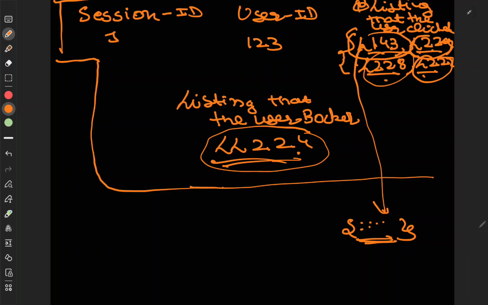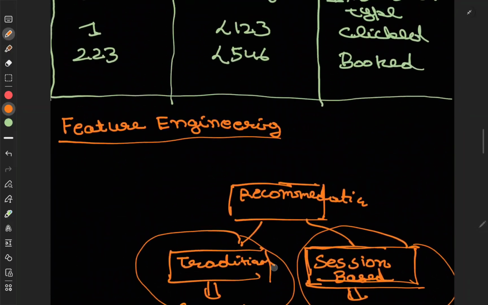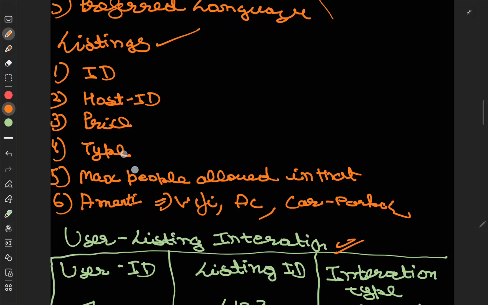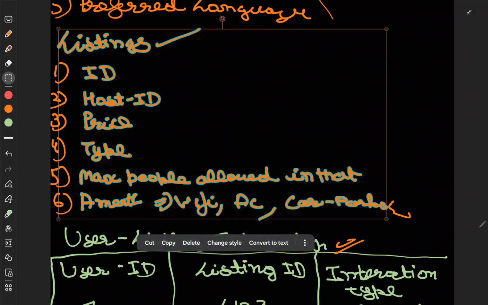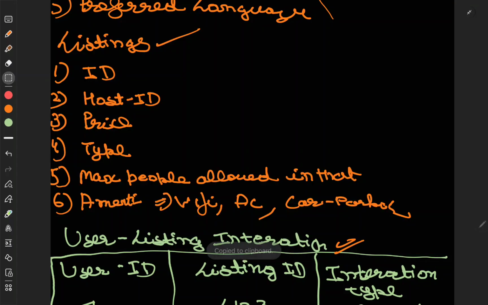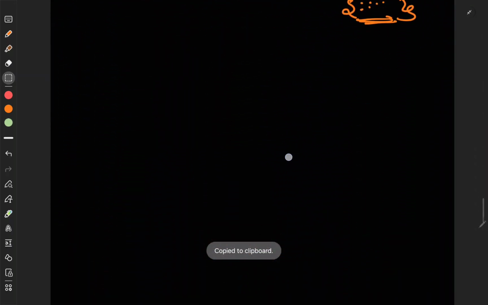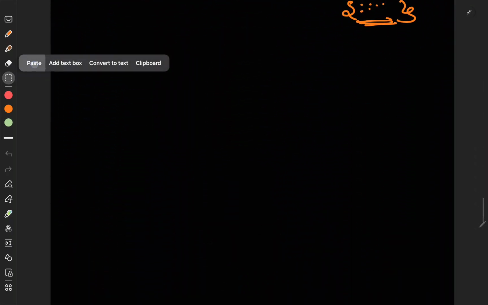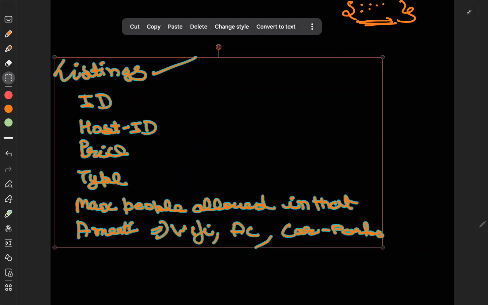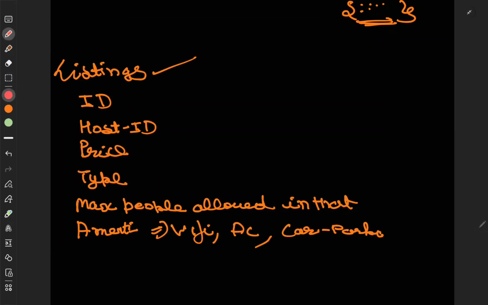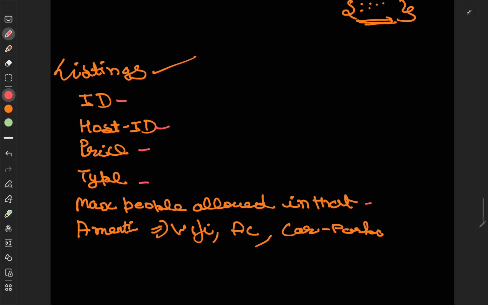how are we going to convert this particular listing into a number, or into features. So what data did we have with respect to listings? Let's see. We had this particular data. One by one, we will see how to convert them into features. It had an ID, a host ID, a price, a type, max people allowed, and amenities.